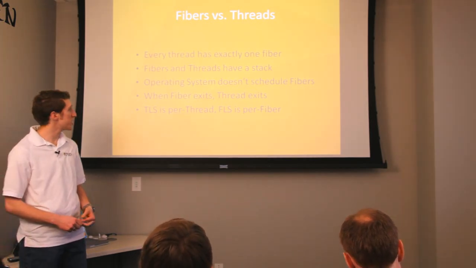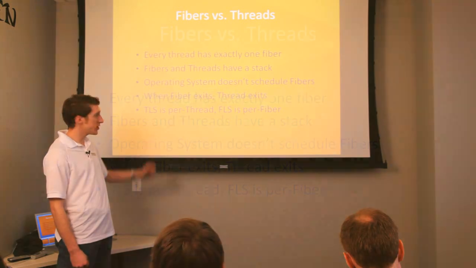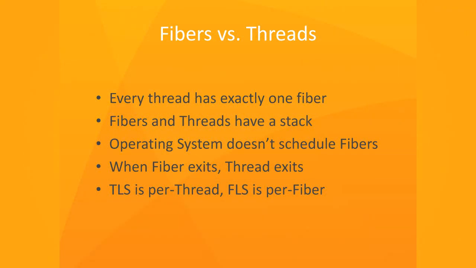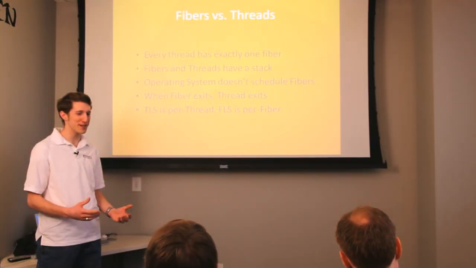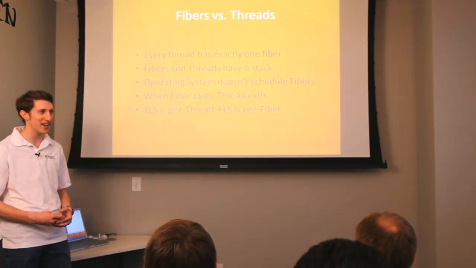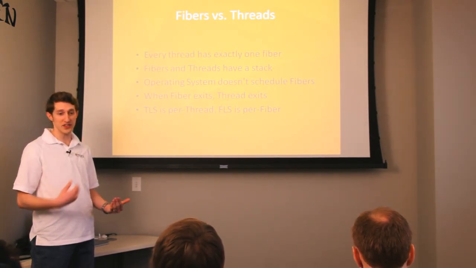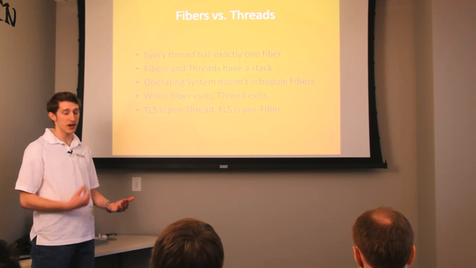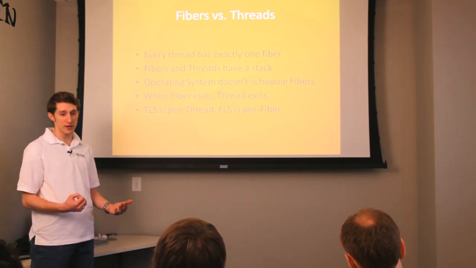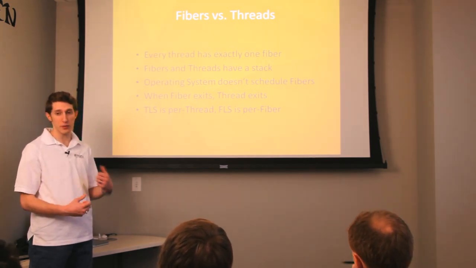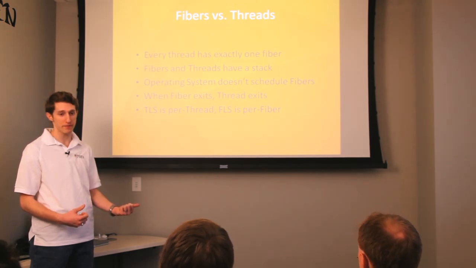And then one other thing to keep in mind is thread local storage is per thread, and fiber local storage is per fiber. That may seem obvious, but you need to keep it in mind because fibers don't necessarily have to stay on the same thread. When a fiber is not executing, its fiber local storage goes with the fiber, but the thread local storage stays with the thread.